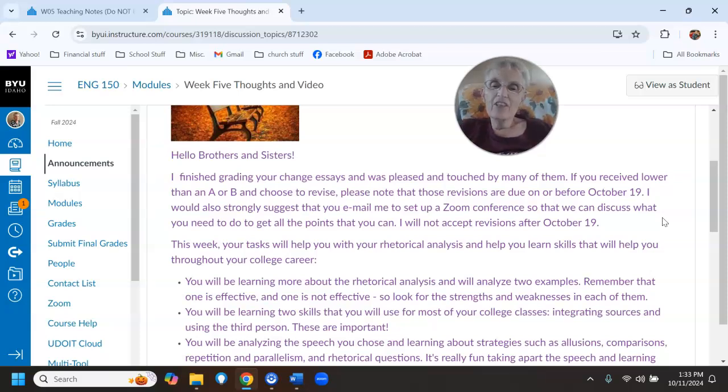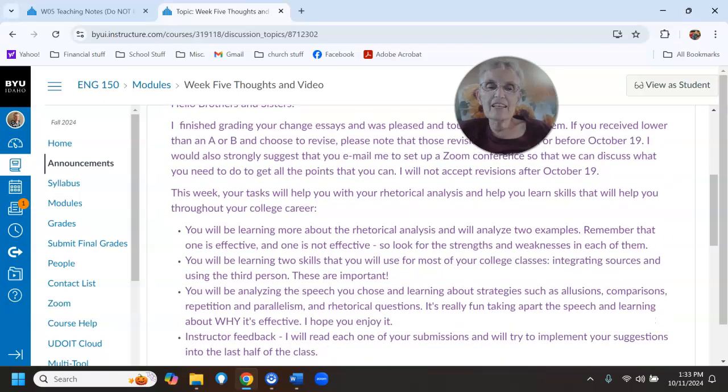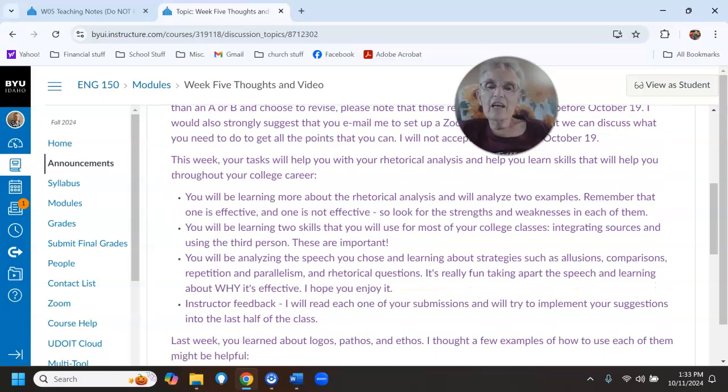Okay, so now going on to your rhetorical analysis. There's going to be several things that you're going to do to help you learn skills that'll help you. You're going to analyze a couple of examples, and remember that one's effective and one's not effective. So don't say they're both effective, because they're not. Learning a couple of skills that you're going to learn for most of your classes: integrating sources and using the third person. Integrating sources is what I call the sandwich rule.